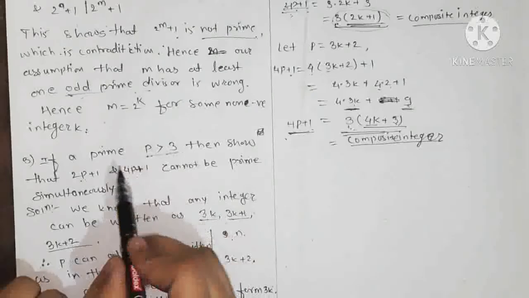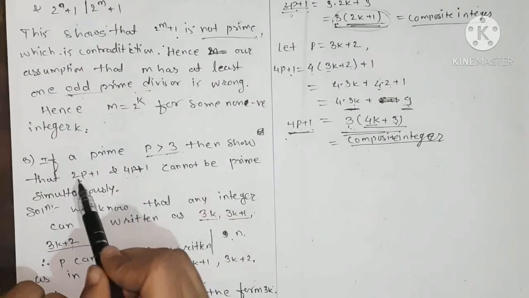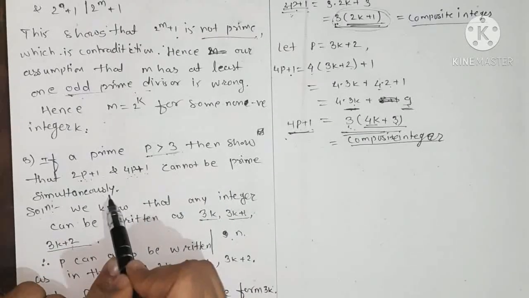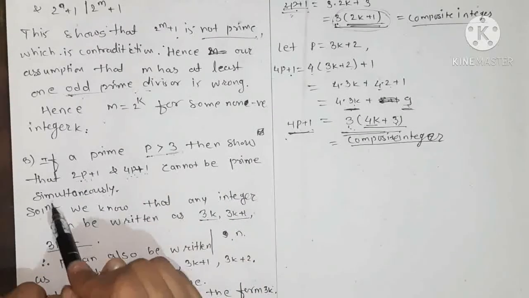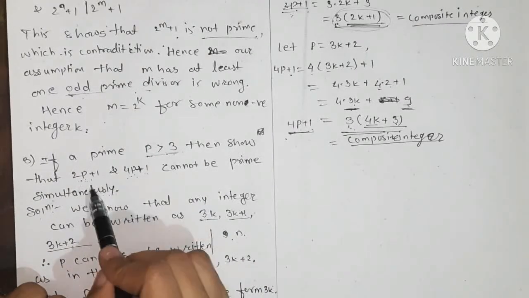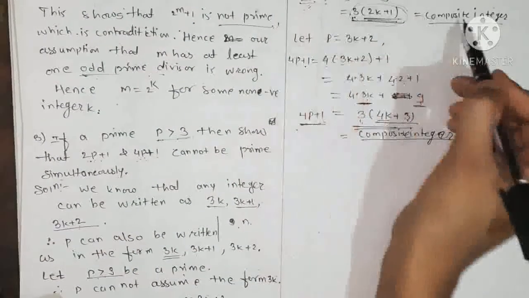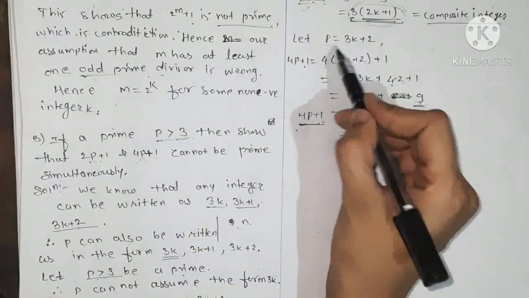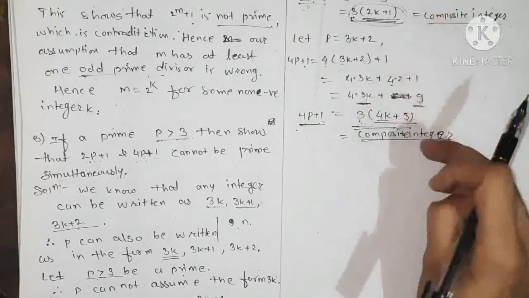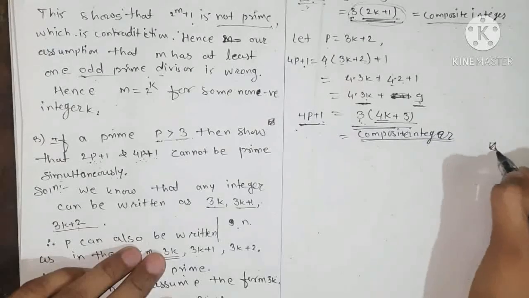Therefore our result says that if p is greater than 3 and prime, then 2p plus 1 and 4p plus 1 cannot be prime simultaneously. Not prime simultaneously means either of these must be a composite integer. In the case 3k plus 1, we showed that 2p plus 1 is composite, and in the case p equals 3k plus 2, we showed that 4p plus 1 is composite. So either of them is composite, and hence our result is true.